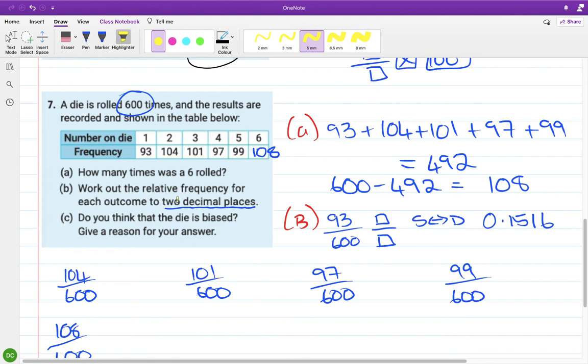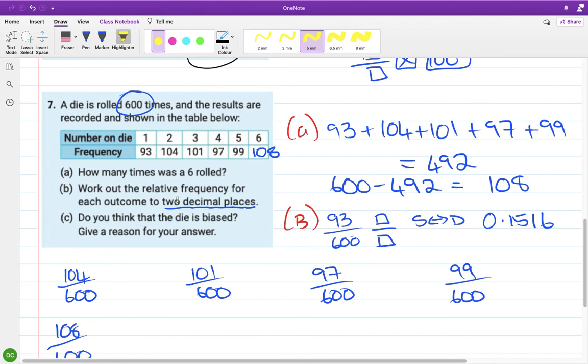Part C then says, do you think that the die is biased? And give a reason for your answer. Okay, so remember I said that in order for a die to be unbiased or fair, then all of the relative frequencies must be the same. All of the events must be equally likely. Okay, these numbers are not all the same. Yes, I got a couple of 0.17s, but I got a 0.18 and a 0.16 and a 0.15.